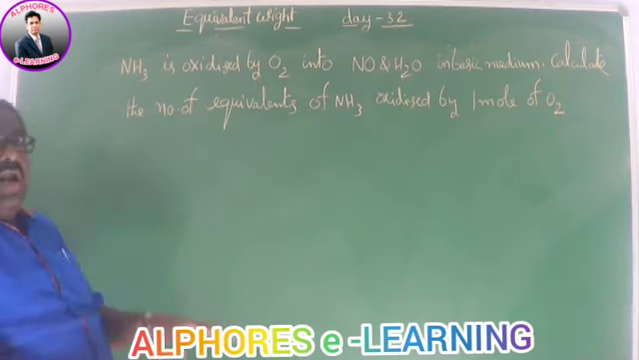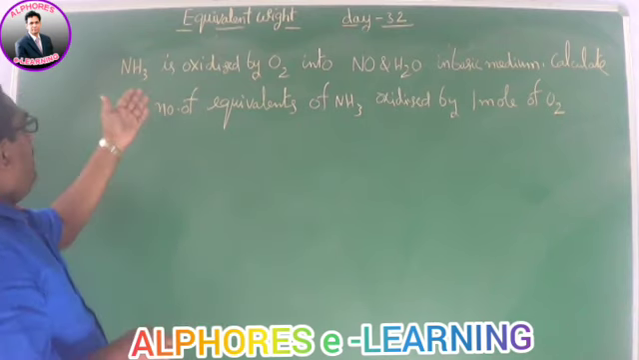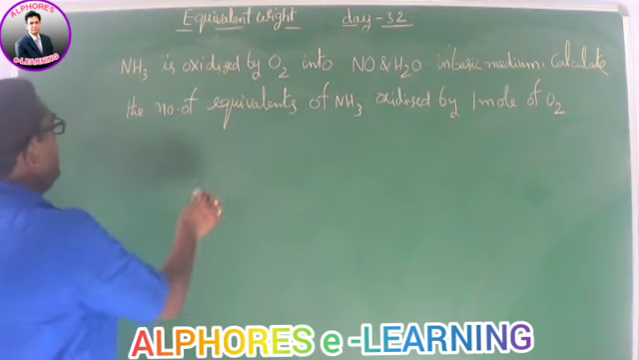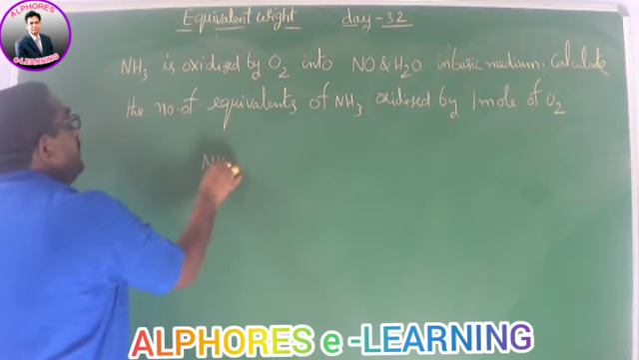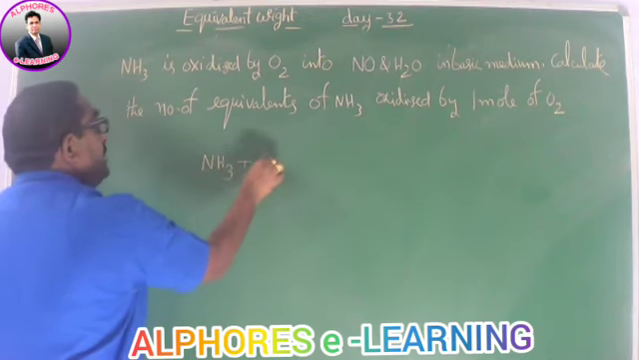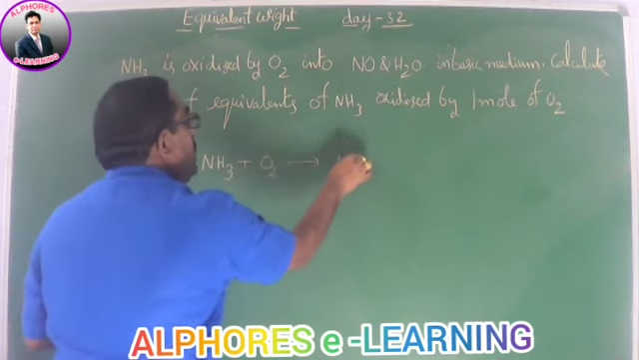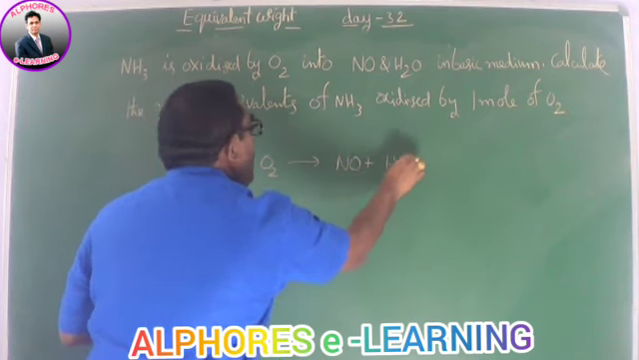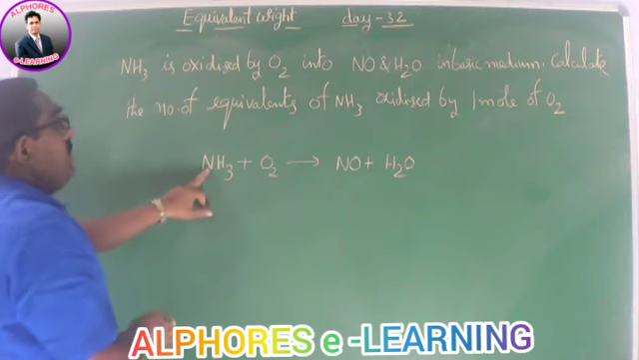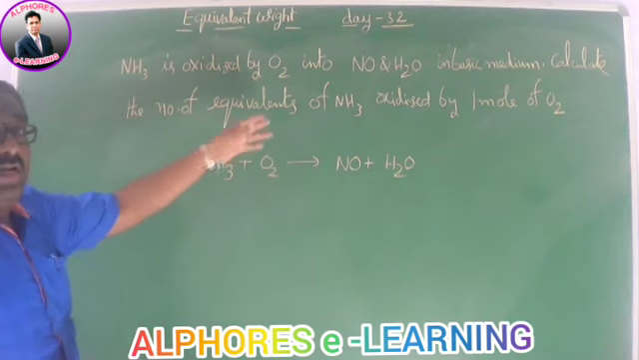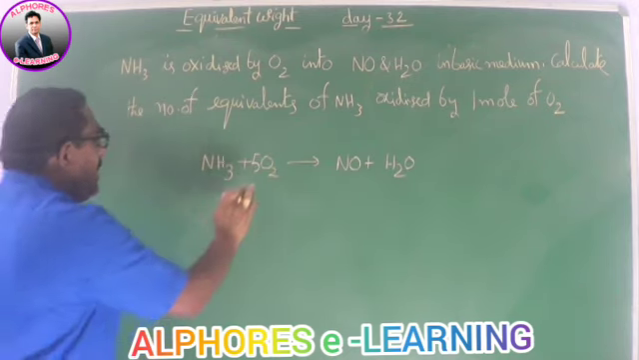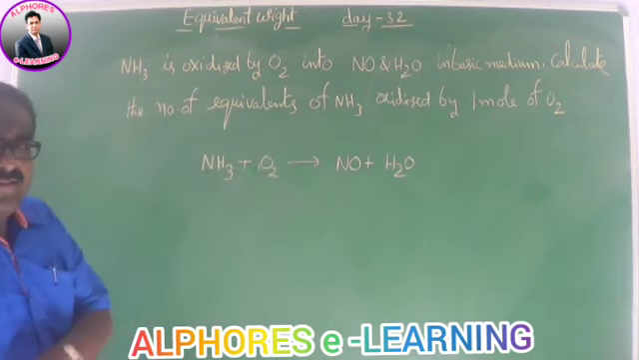Now we should write the equation. Simple. All the reactants and products both have been given to us. You can write it. No problem. Let me write. Ammonia oxidizing by oxygen, changing into nitric oxide and water. Very simple. Nitrogen here is -3, here that is +2. So you will get here 5 O2.